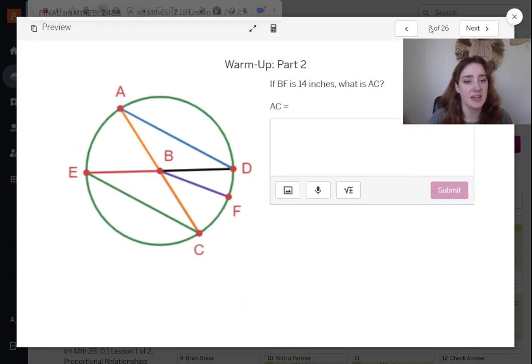All right, and then we're going to click next. We're on slide 3. This is a part 2 warm-up. If BF is 14 inches, what is AC? If BF is 14 inches, what is AC? Again, I encourage you to pause the video, try this on your own, and then come back when you're ready to check your answer.